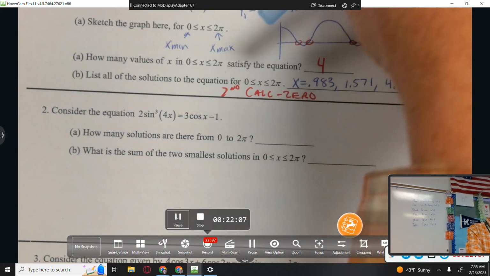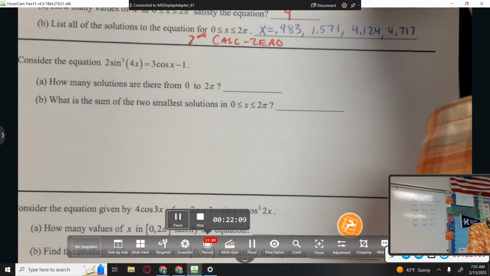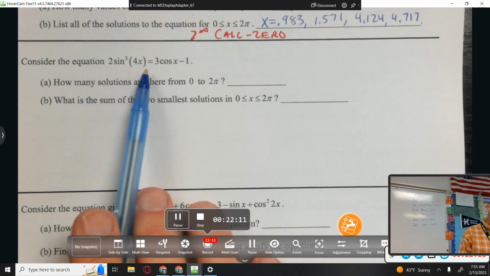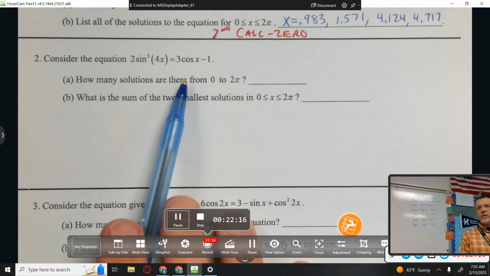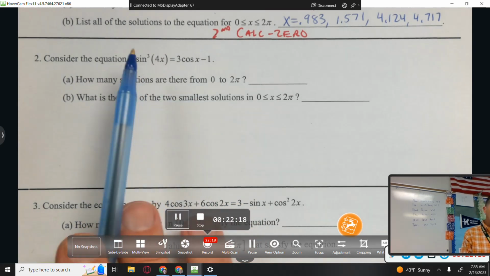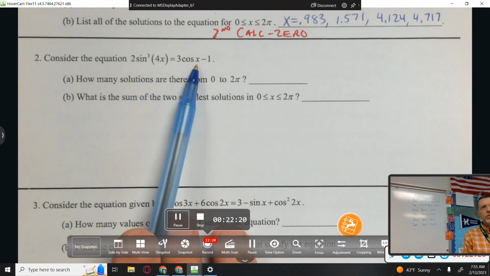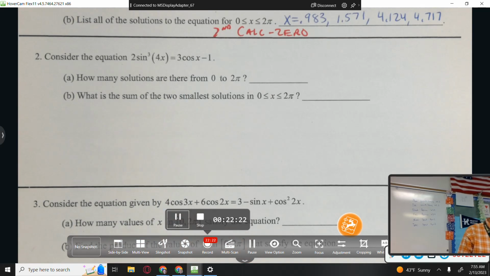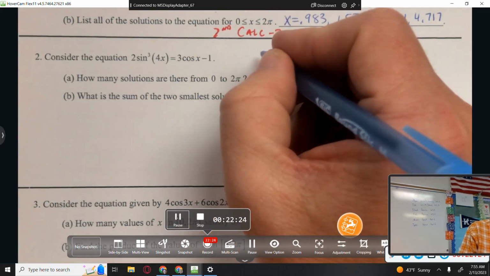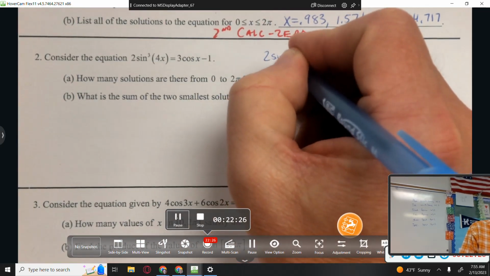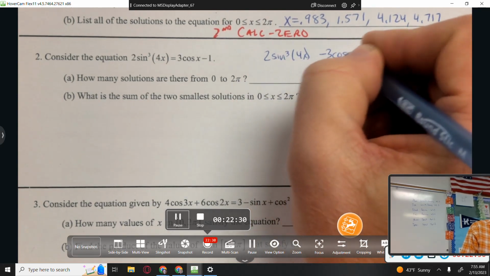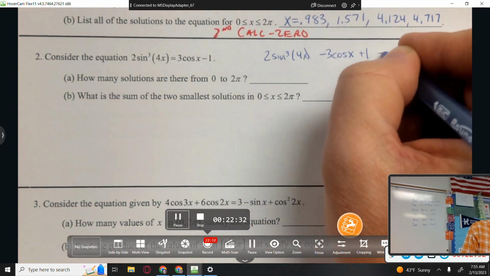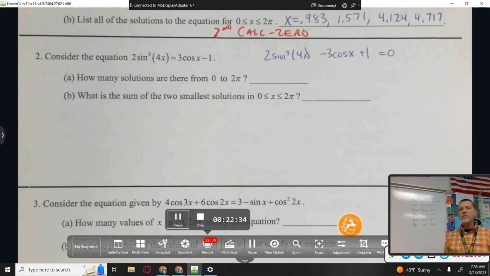Number 2. Consider this equation. And again, the 2 ways to work this are, you can set one side to y1 and the other side to y2, and then you have to look for where they intersect. But it's just a whole lot easier if you move something over. So I'm going to subtract 3 cosine x and add 1 and find where that's equal to 0.